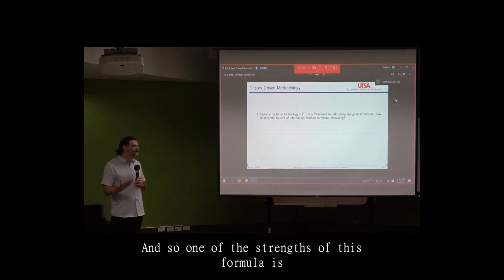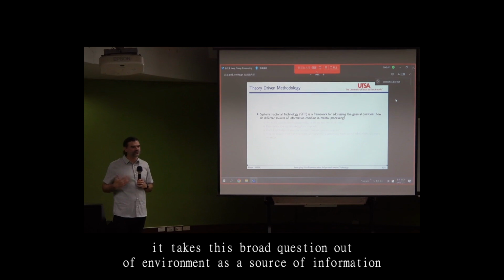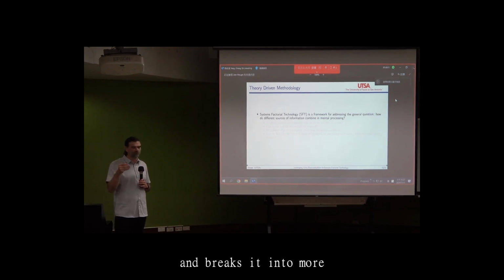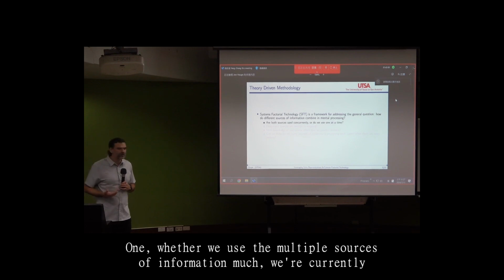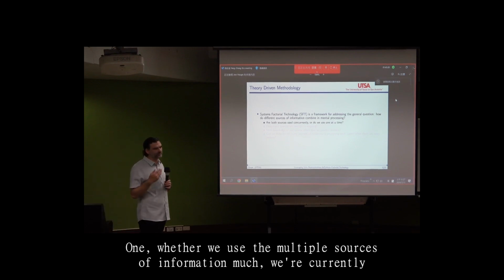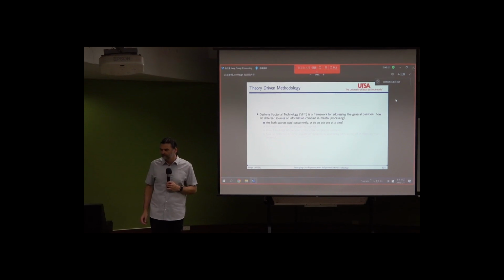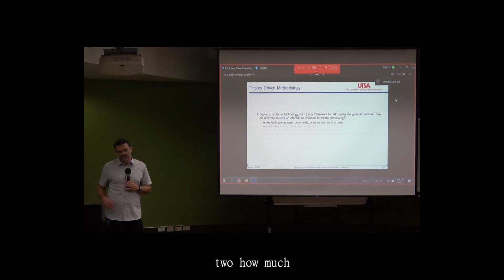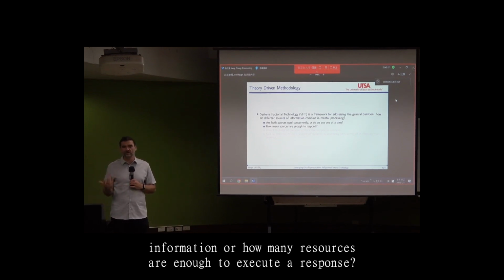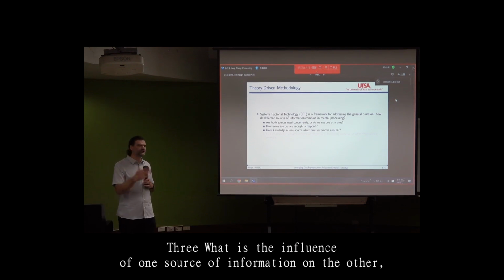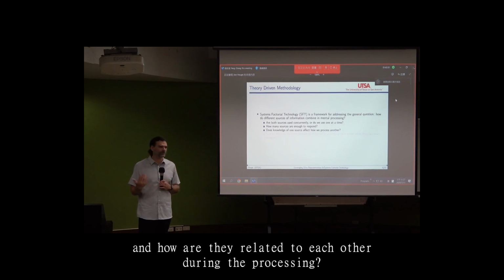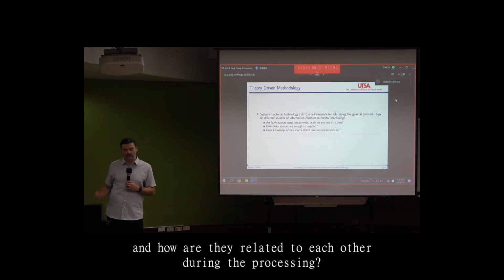One of the strengths of this formalism is that it takes this broad question of how we combine multiple sources of information and breaks it into more tangible sub-questions covering different aspects of that broader question. One, whether we use the multiple sources of information sequentially or concurrently. Two, how much information, or how many of these sources, are enough to execute a response. Three, what is the influence of one source of information on the other, or how are they related to each other during the processing?